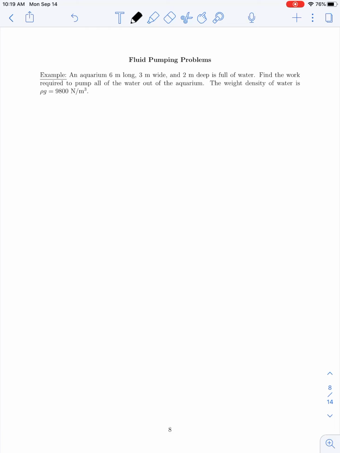To see how this problem will work, let's start by illustrating it. We have an aquarium, 6 meters long, 3 meters wide, and 2 meters deep. So 3 meters along the bottom, 2 meters deep, and 6 meters long. And it's completely filled with water, we're told. We want the work required to pump this water out of the aquarium.